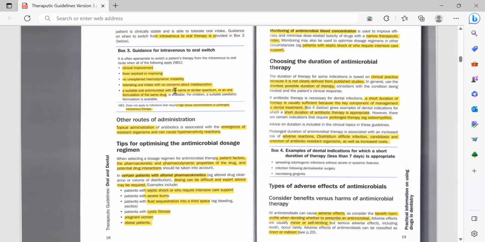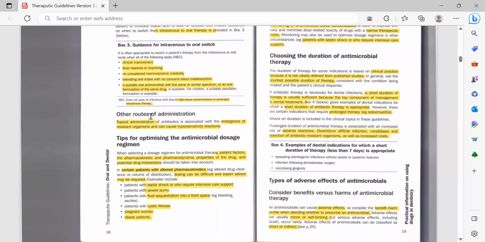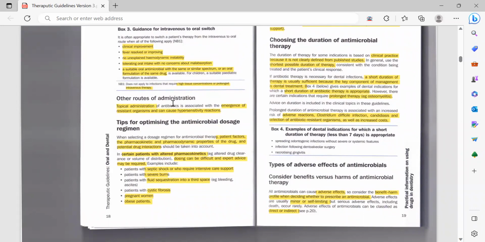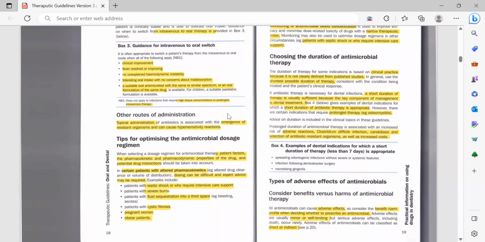So these are the things that we commonly use, but there are certain infections that do require high tissue concentration or prolonged intravenous therapy. In those cases, we cannot really switch them to oral. The other route is topical, but we do not really use this route because there is a very high chance of developing resistance and it can cause hypersensitivity reactions. So the best route is oral, which is more commonly used. And if the patient has a severe infection or cannot swallow oral antibiotics, then we choose to give parenteral.